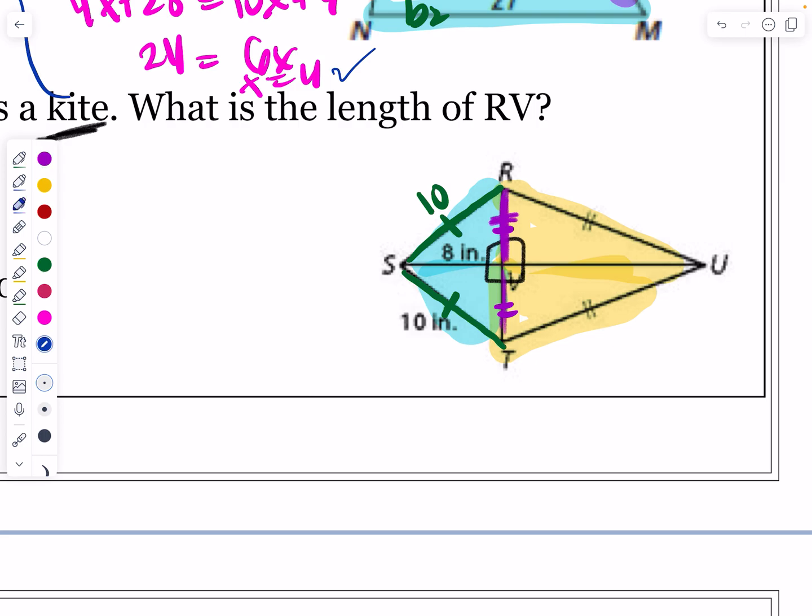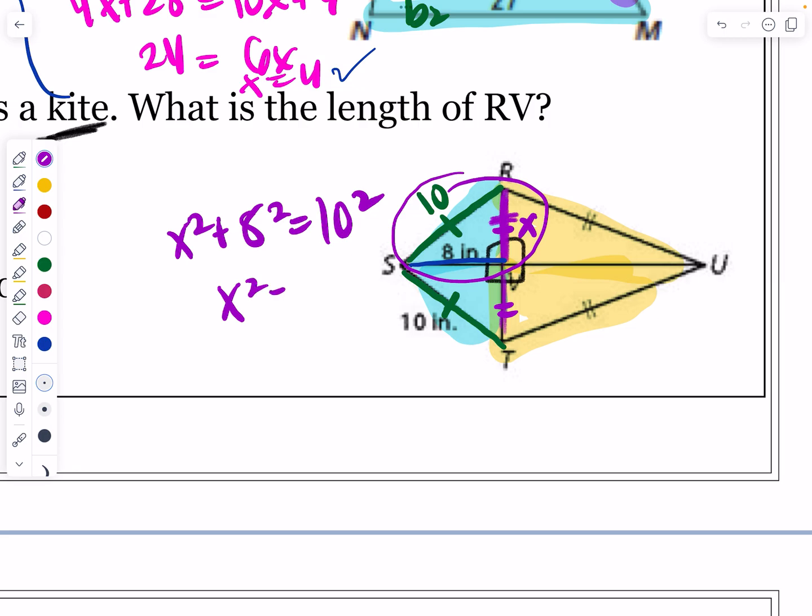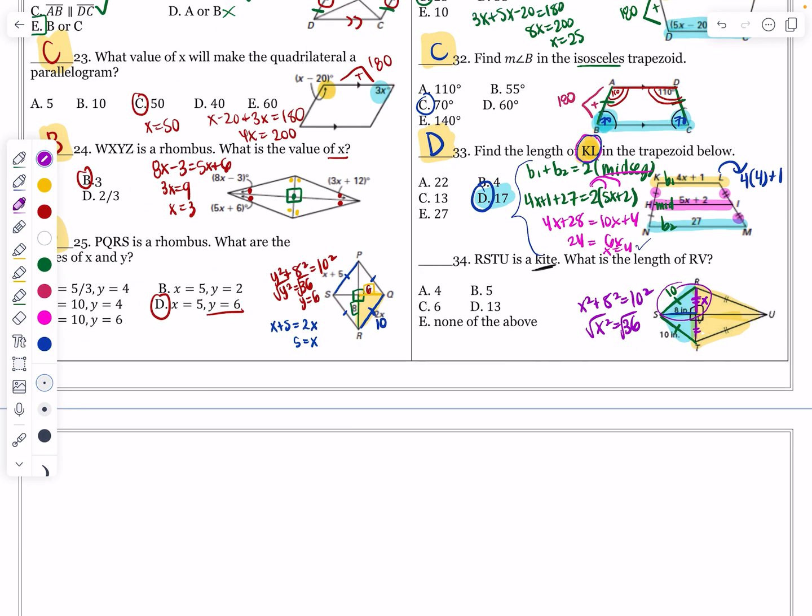Okay, so what do I want you to notice? This creates a right triangle. Let me go back to blue. This creates a right triangle in which we've got 2 out of the 3 pieces. So I'm going to use Pythagorean theorem on this right triangle. I'm going to say that x squared plus 8 squared is going to be equal to that hypotenuse, 10 squared. So then x squared is going to be equal to 100 minus 64, which is 36. So what is the square root of 36? That is going to give me 6.